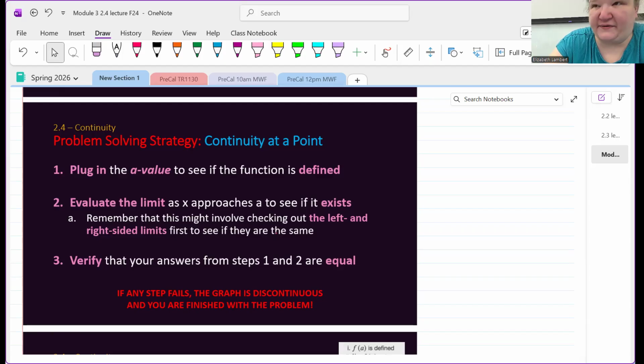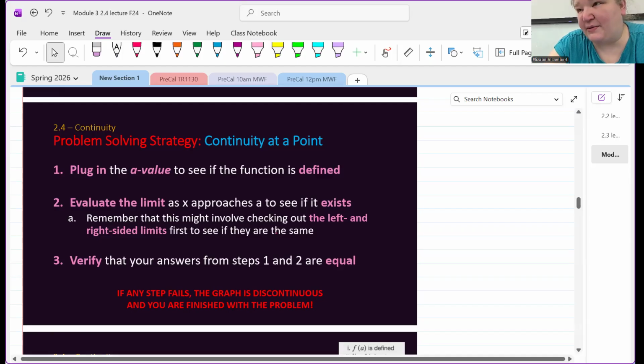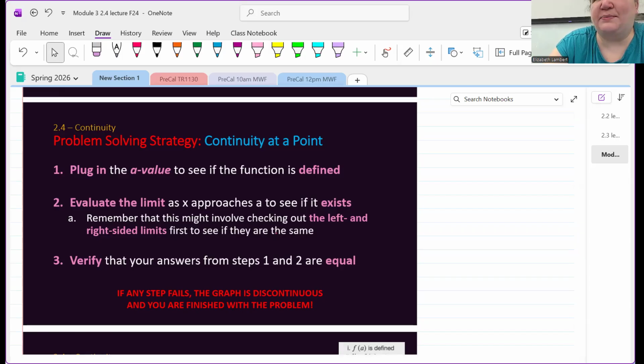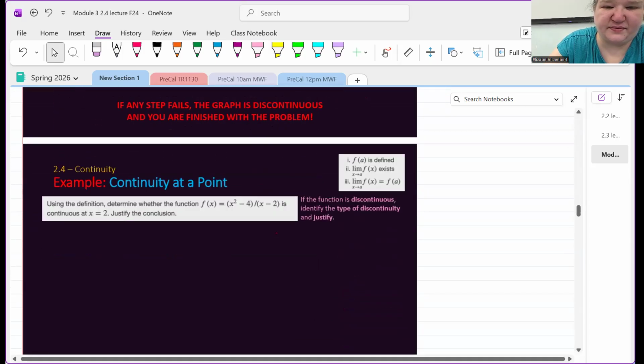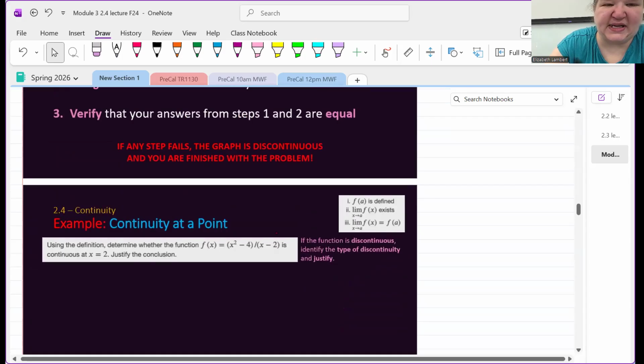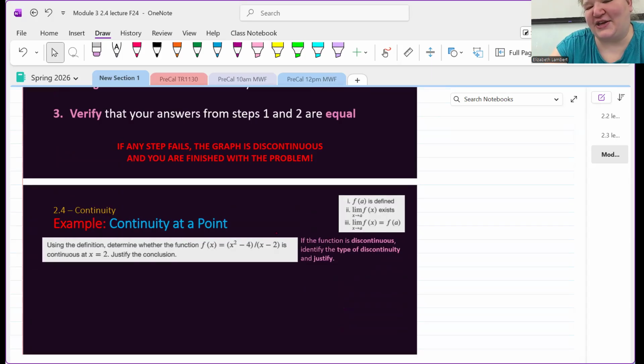And typically we're going to have to do the limit on the left and the limit on the right, because a lot of these questions are defined with piecewise functions where it's a completely different formula on the left and the right side. And then the last step is make sure that your answers from 1 and 2 are equal. If they're equal, then that means we're continuous. At the end, it says if any step fails, the graph is discontinuous and you're finished. Sort of. You're finished unless the question says what type of discontinuity is it, and then you've got to play around a little more.